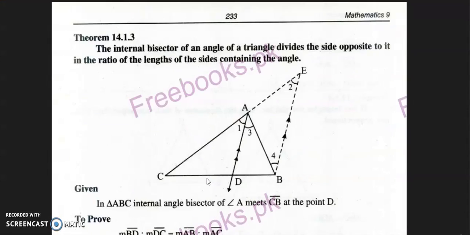Now moving on, the next statement, the internal bisector of an angle of a triangle divides the side opposite to it in the ratio of the length of the sides containing the angle. Means, for example, in this triangle ABC, this one is the internal bisector of angle A, which is intersecting at point D on your side BC. Okay, so he is saying that if an internal bisector divides the side opposite to it, it should be in the ratio of the length containing the side, means BD ratio DC.